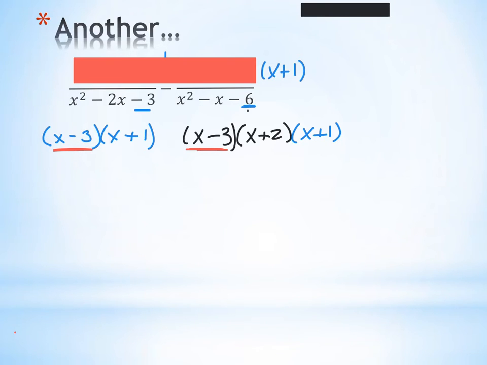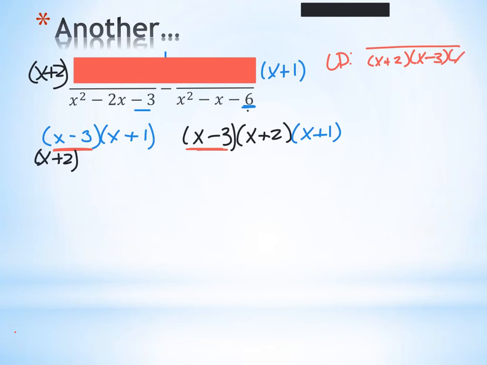The only thing that they don't share is that factor of x plus 2. So I can multiply that in, x plus 2, and do it up here too, x plus 2. And now that I have all my factors, my common denominator, I'll write it over here, is x plus 2 times x minus 3 times x plus 1. Those are the three factors that make up my denominator. And now I can continue on with the way that I was doing this here.